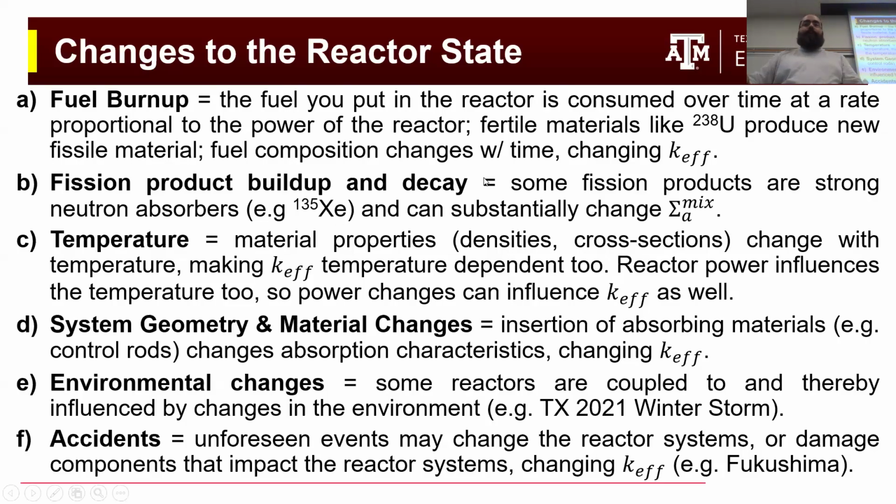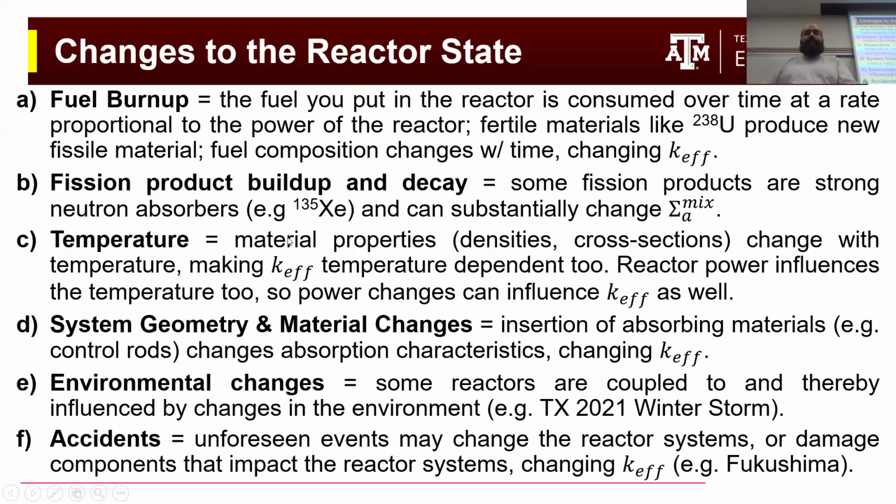Fission product buildup and decay is really important, especially for longer time scales, because some of our fission products will decay and they will become isotopes that are really strong neutron absorbers. Xenon 135 is an example of that. And if you end up producing these really strong neutron absorbers, that's going to affect the absorption characteristics of your system, which will affect the multiplication of your system.